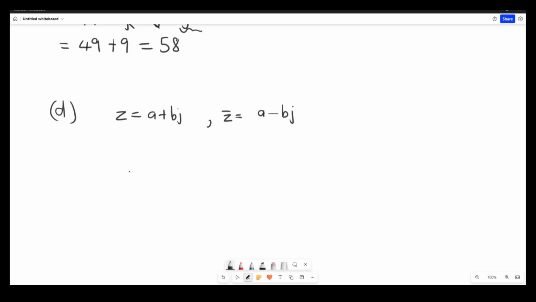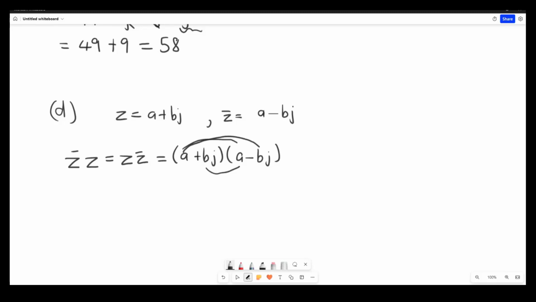Then I said, let's multiply the two numbers and see what we get. Since multiplication is commutative, z bar times z is the same as z times z bar, and vice versa. So let's multiply a plus bj by a minus bj. I'm multiplying what we call two conjugates. Let's take our time: a will be multiplied by a and by minus bj, and bj will be multiplied by a and by minus bj.